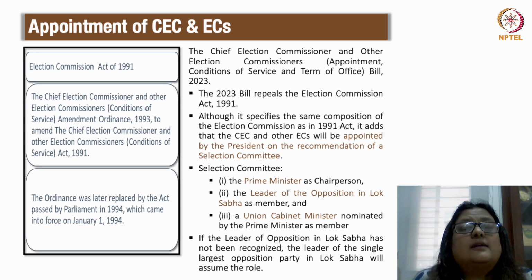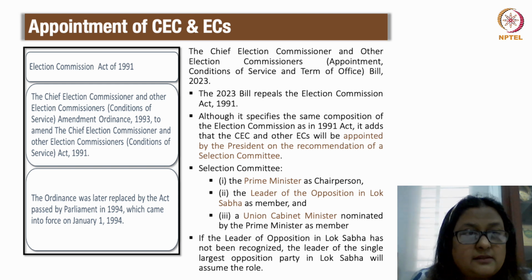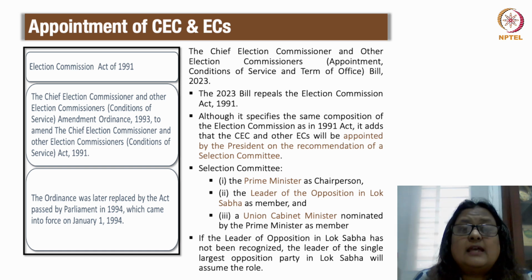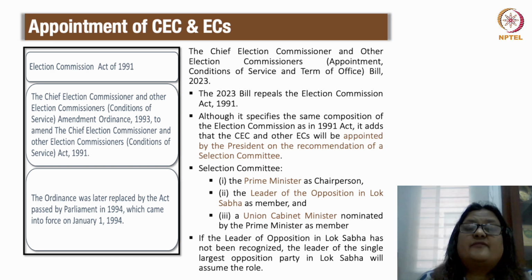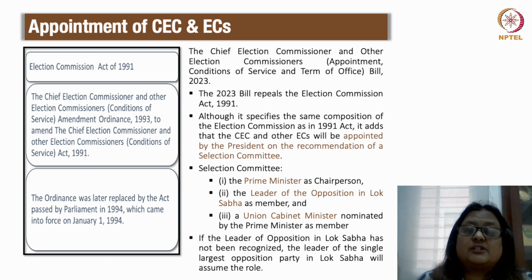Now, if we look into a comparison of the Election Commission Act of 1991 and the proposed bill in 2023, there are certain differences. The Election Commission Act 1991 was an ordinance in 1993 and then became an Act in 1994. Now, the new bill of 2023 proposes to repeal the Election Commission Act of 1991. As such, there has to be evolving of legislations considering the time and requirement. The bill specifies the same composition of the Election Commission as in 1991.